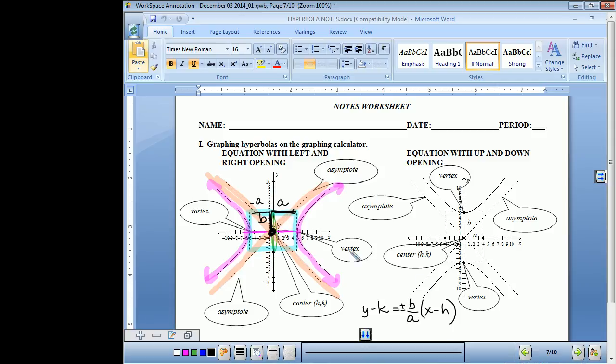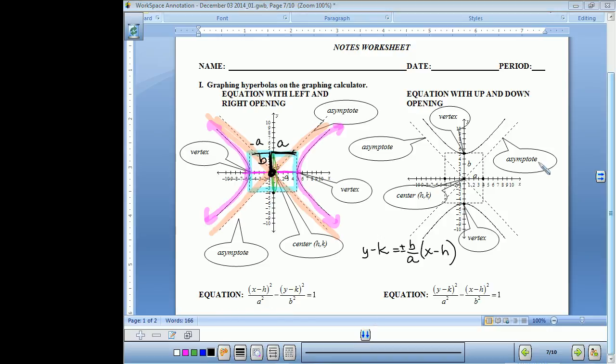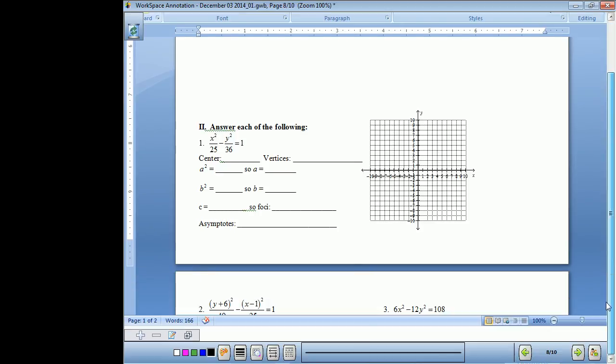Okay, so here's this picture. We know that we have it opening left and right, and when we do, the x is positive. When it opens up and down, the y is positive. And this is how we're going to create the graph. So this looks really messy until we do one, and then it's not that bad. So let's take a look at our first example.